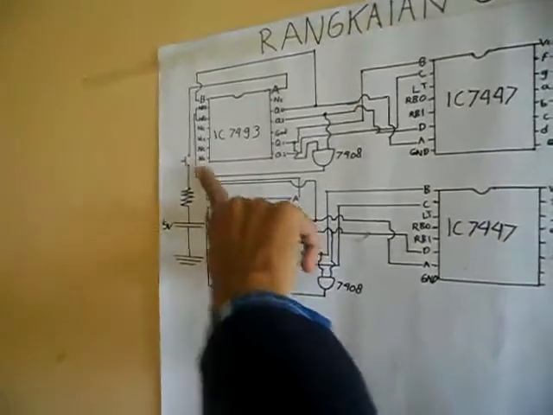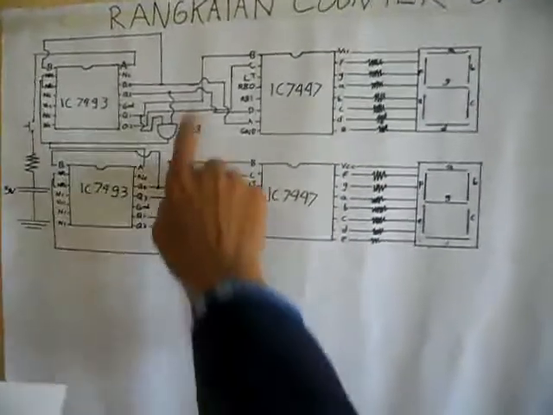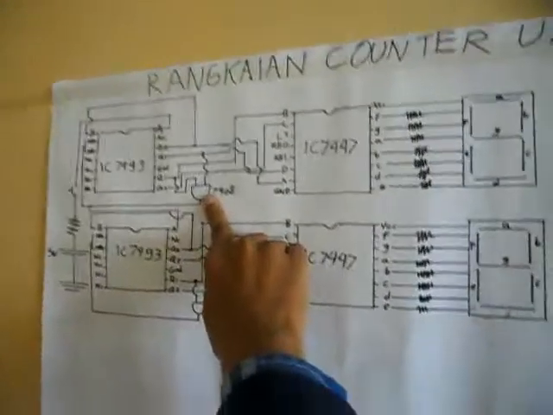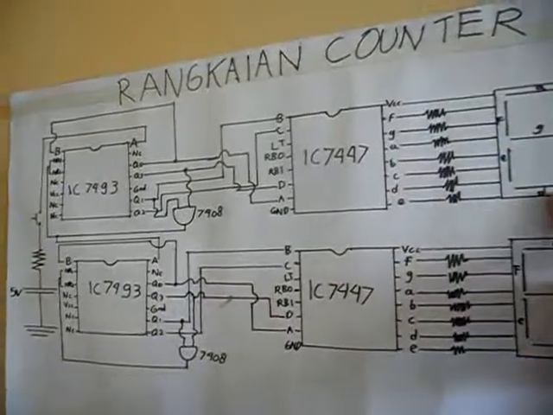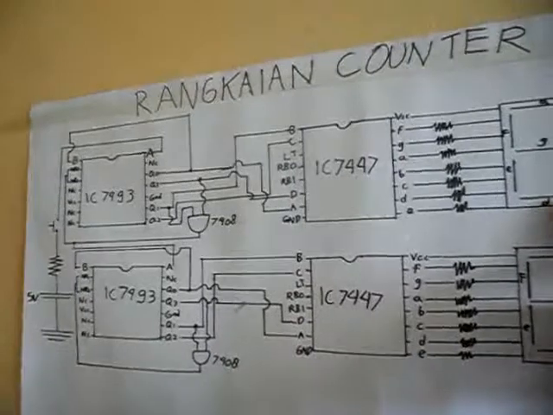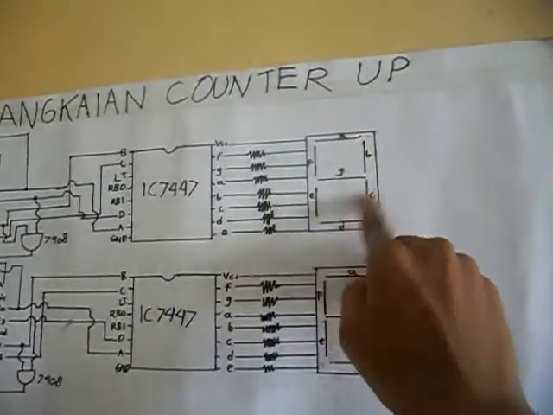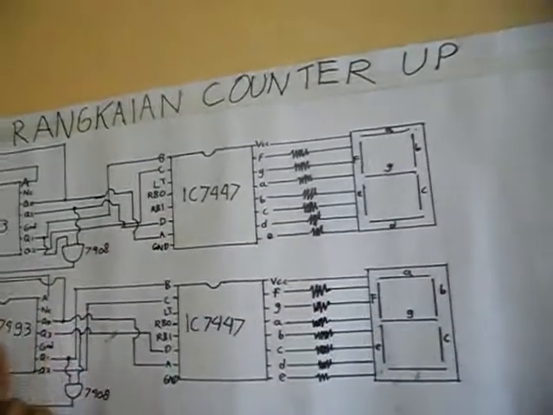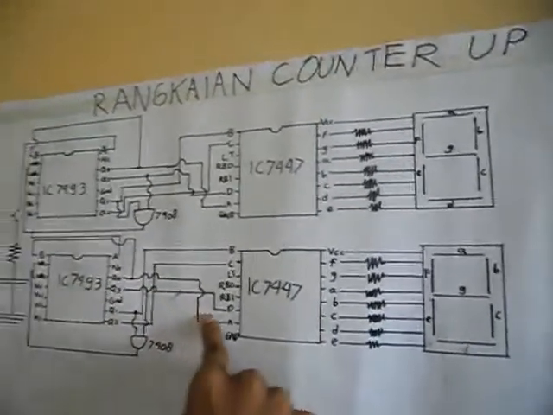The second is IC 7408 in the series, which works as a limiter, where the maximum number is 9. If the output of the counter is 10, that is 1 and 0, then it will go in and reset the first counter, and the second counter will add 1, and so on.